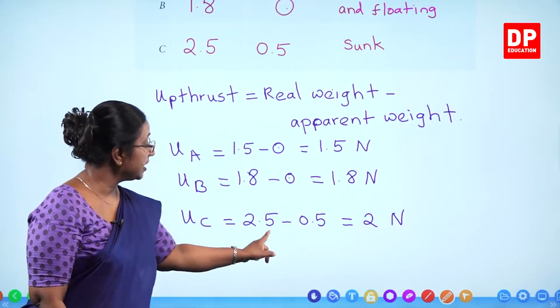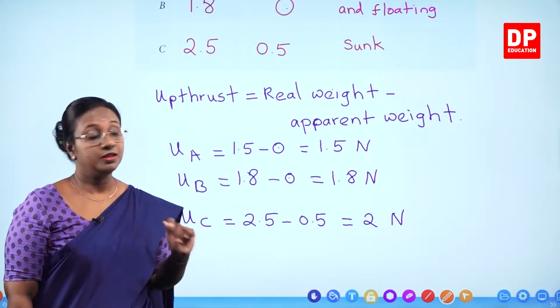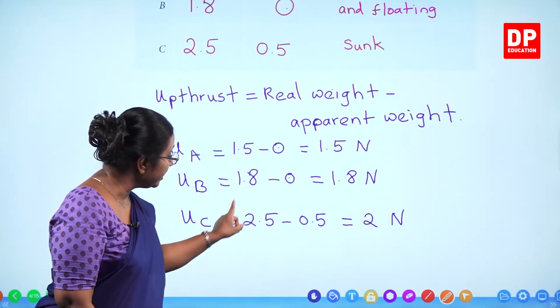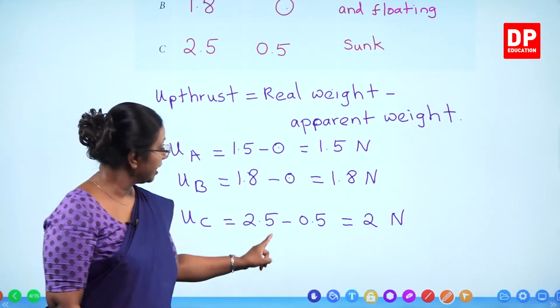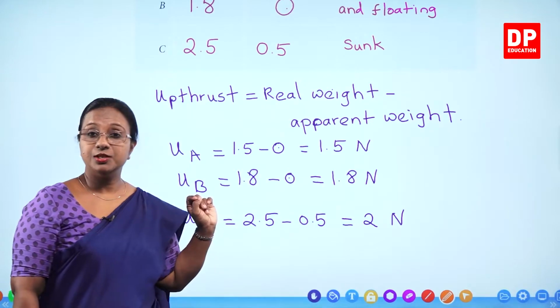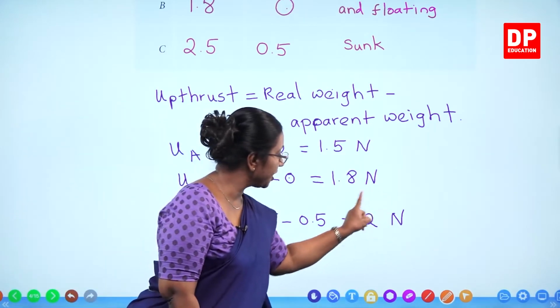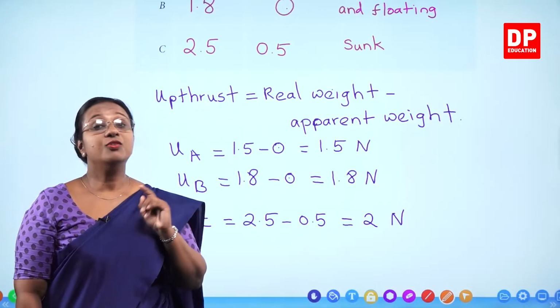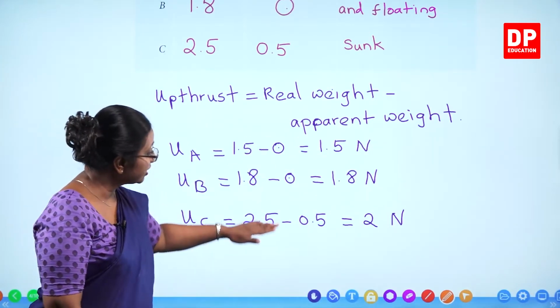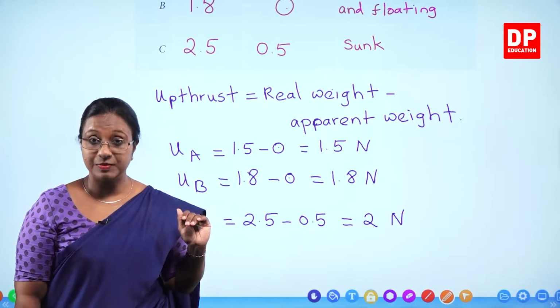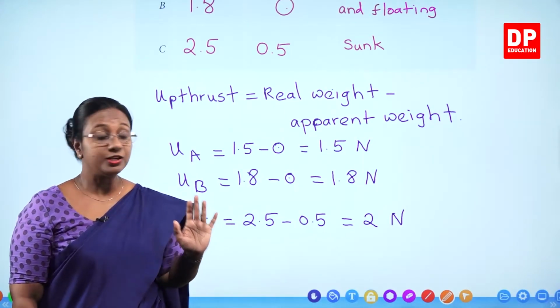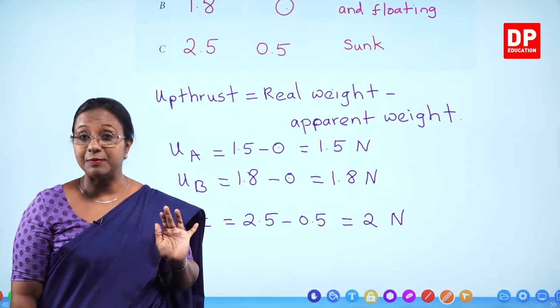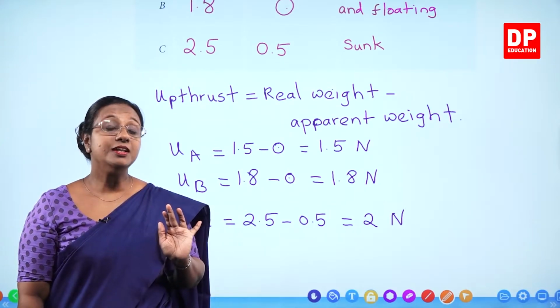But when the object is sunk in water, there you can see weight is 2.5 Newton, apparent weight is 0.5 Newton, so the upthrust is only 2 Newton. Upthrust is less than the weight of the object. So, those are the things that you can understand from here. But before we go to the conclusion, again we will fill the table that is given in the next slide.